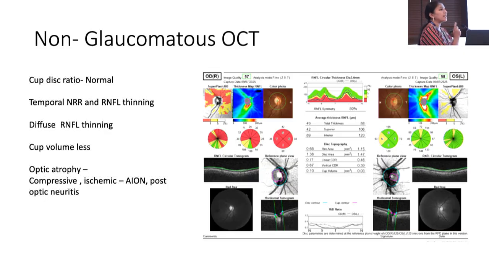In glaucoma, we said the superior and the inferior quadrants are more affected, whereas in non-glaucomatous cases you have temporal RNFL loss and or diffuse RNFL loss. The cup volume will be less, and there are other cases, like neuro-ophthalmological, it is seen more in cases of optic atrophy, which will be dealt with in the next talk.